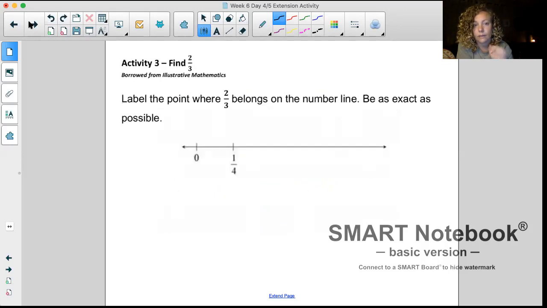Activity 3. This time we're going to find 2/3 on this number line. Label the point where 2/3 belongs on the number line. Be as exact as possible. Well, this shows us 1/4, not thirds. We know thirds and fourths are different. There are a few different strategies to visualize where this should go.